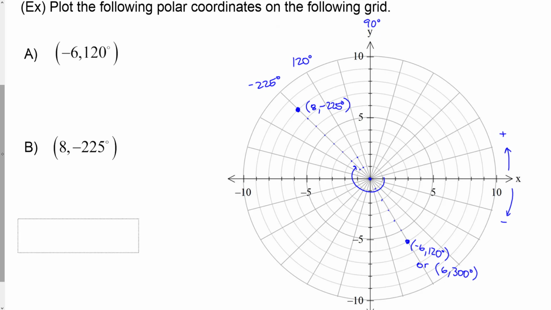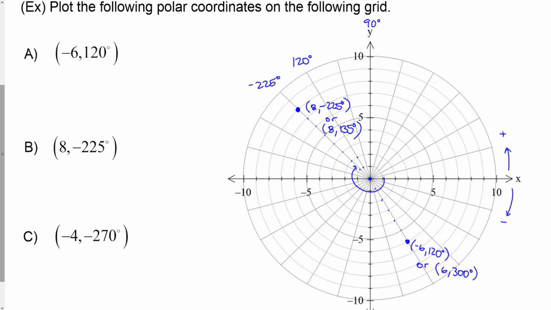But certainly a better way of expressing that point would be to express it as 8, and this would be 135 degrees, because we're 45 degrees past 90. So that's a better way of expressing that same point.